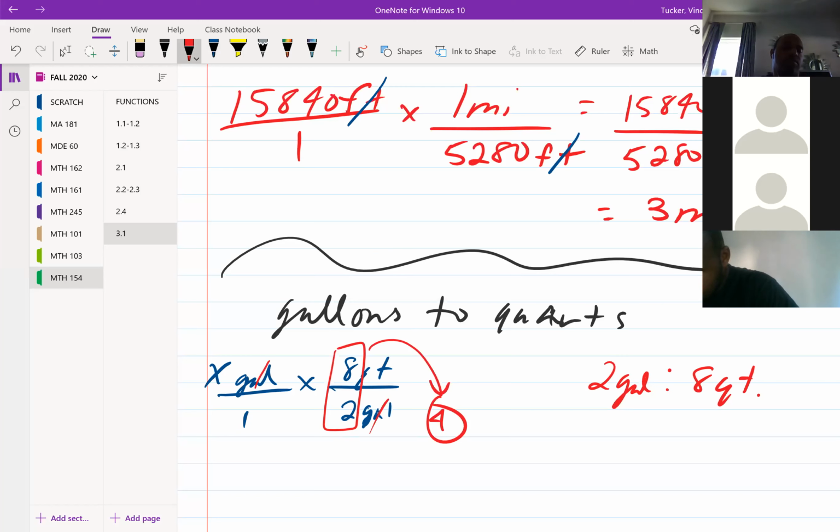All right, make sure we're okay with that. Everybody straight? All right, gallons to quarts. Now we'll go to the next one. Kilograms to pounds, so it's the same thing. Okay, let's go to the next one then. Okay, this is a good one.